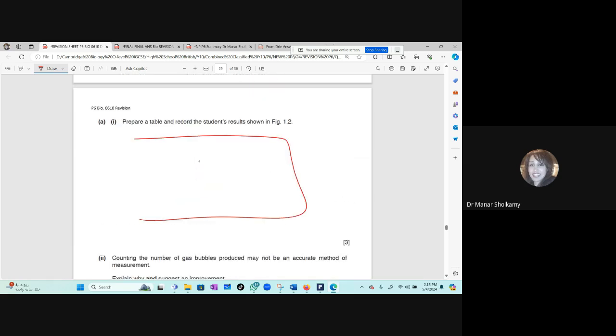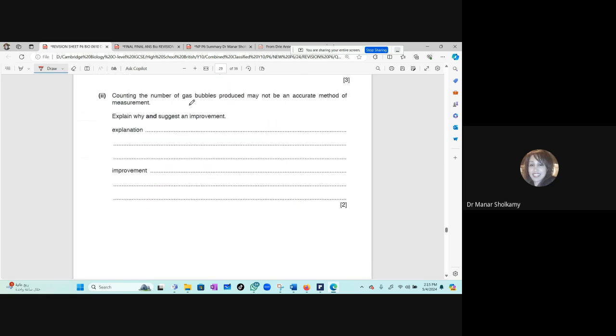And the table here is very normal. The independent variable was the temperature and the number of bubbles. You count the tally. Either they tell you count the tally or make a tally. So you know the tally 1, 2, 3, 4, and the fifth one, you cross the other 4. Counting the number of bubbles. Now this is like, so easy.